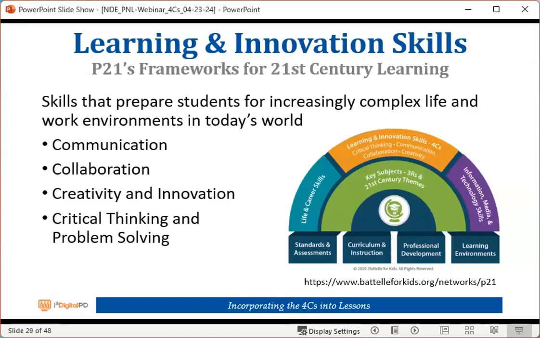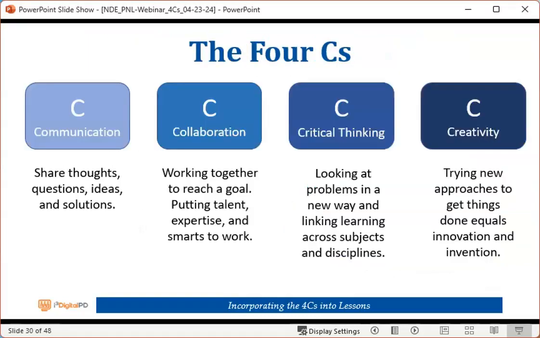So as we think about the 4 C's and implementing them into your classroom, I want you to think about: how are you having kids share thoughts, questions, ideas, and solutions at a deeper level? How are you having kids work together to reach a goal, putting their talent and expertise and smarts to work at a deeper level? How are you having them look at problems in new ways and linking learning across disciplines at a deeper level? And how are you having them design and be creative, trying new approaches and innovations and inventing things at a deeper level? Again, think of the DOK and how we can get our kids to a deeper level, not just the 4 C's, but those deeper levels.